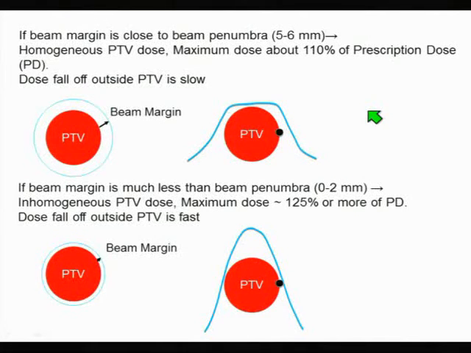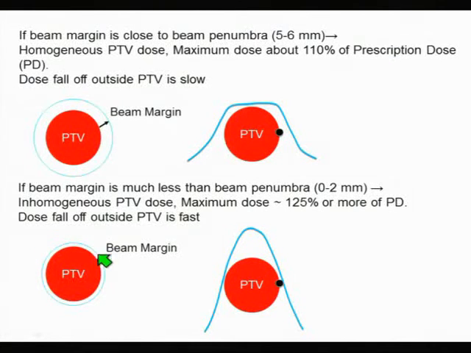So let's go through an example. If you have a beam margin very close to the beam penumbra, suppose you use a 5 or 6 millimeter margin around this PTV, your plan will have a very homogeneous PTV dose throughout. You'll have a maximum point dose inside the PTV maybe less than or close to 110%. But the fall off outside the PTV will be very slow. So the 50% volume of the prescription dose will cover a lot of tissue outside the PTV.